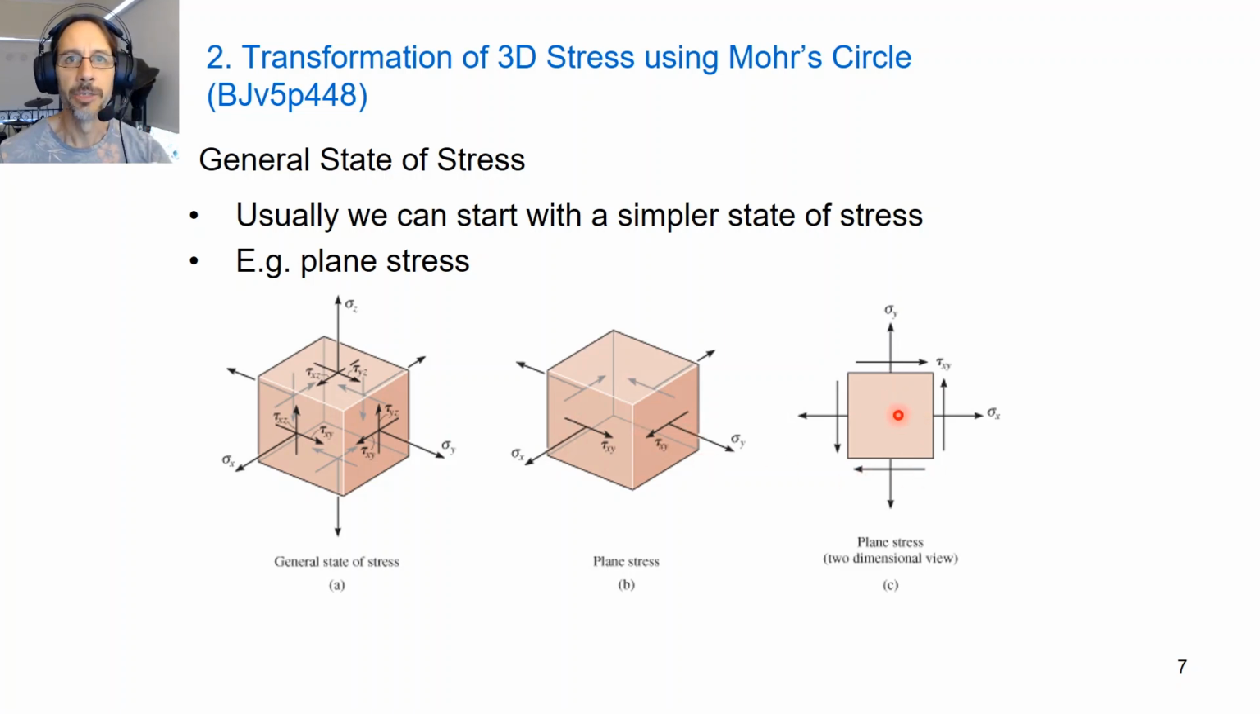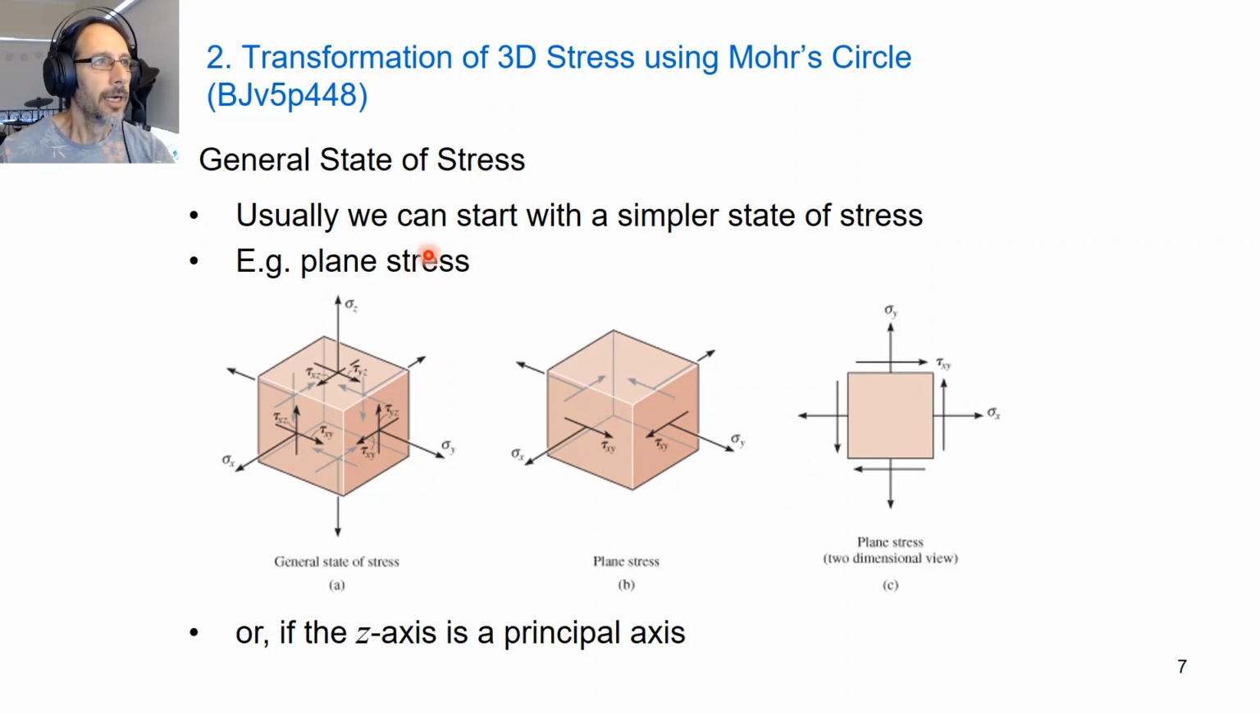And we've become familiar with looking at the two-dimensional view. So what we're doing here is looking down from the top, or down the Z-axis at this element, to see our stresses in 2D. We can also start with a simplified state of stress where it's like plane stress, but we have a normal stress in the Z direction. Okay, and we can also deal with that as well.